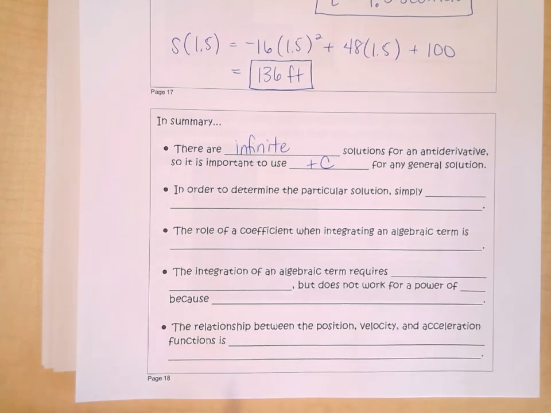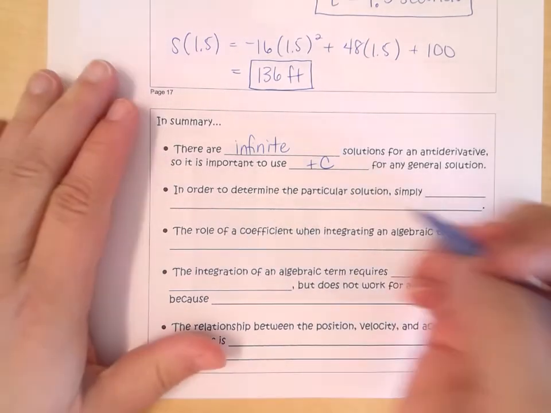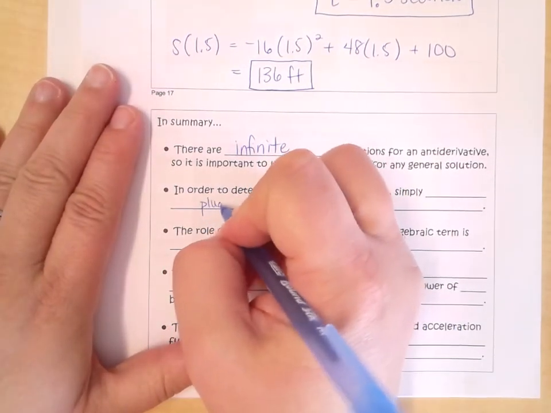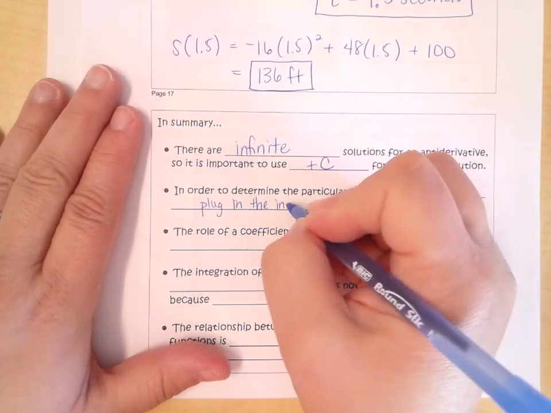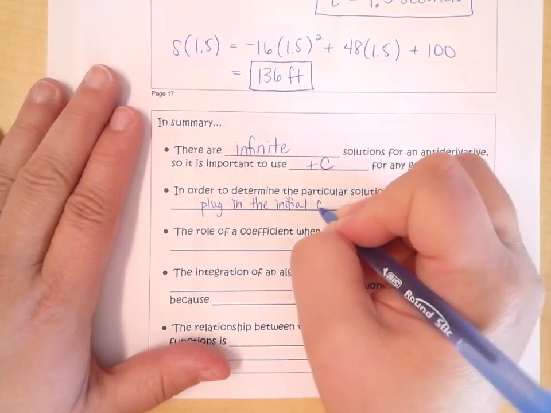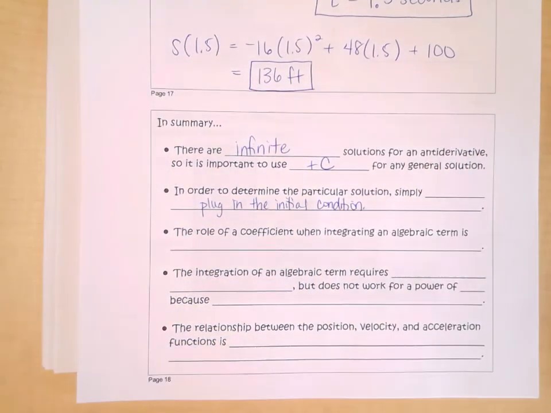So 2x has infinite solutions, and it's not until we use the initial condition that we can figure out the particular. So we're going to plug in the initial condition for the particular solution.